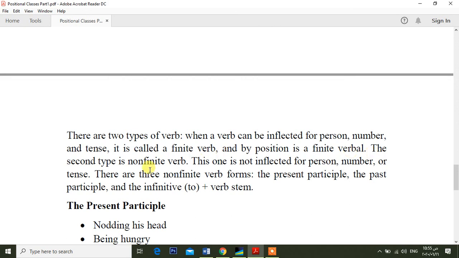The second type is the non-finite verb. This one is not inflected for person, number, or tense. Here the verb is not inflected. There are three non-finite verb forms: the present participle, the past participle, and the infinitive, which is to plus verb stem.